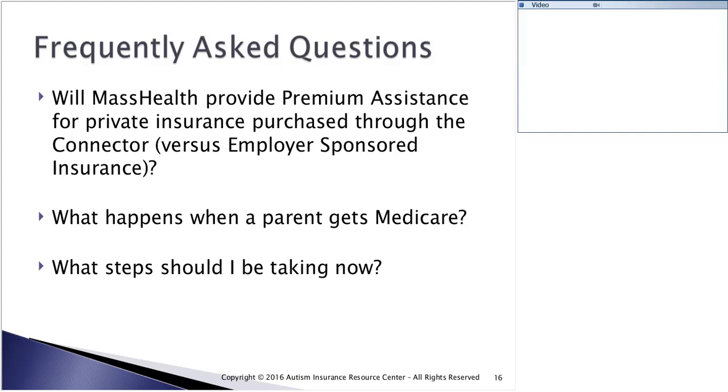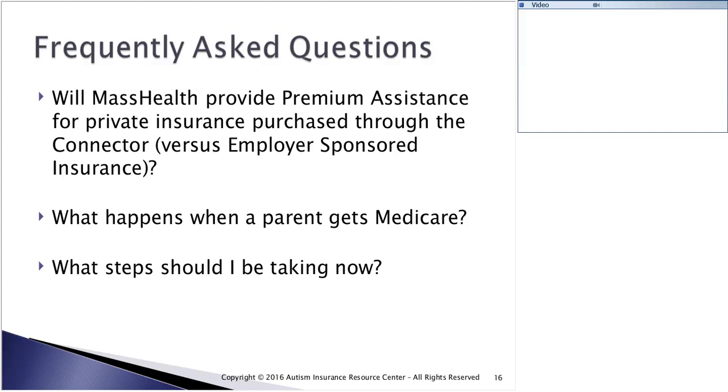What it won't do is, we've seen families that have employer insurance that covers Arica benefits, but for various reasons the families aren't happy with that and they want to get a different kind of policy through the Connector. They can do that, but they won't get premium assistance for that.